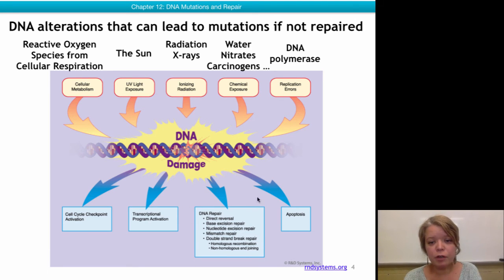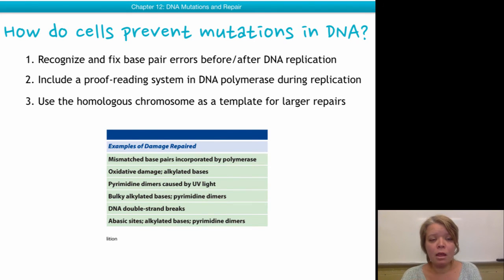So here we go. We have the various outcomes of DNA damage, and the only one we're going to talk about today is DNA repair. So how do cells prevent mutations to DNA? There are three typical ways. You can get mutations before and after DNA replication, which need to be reversed before DNA is replicated. During DNA replication, the DNA polymerase has proofreading ability, and there's another set of proofreading enzymes that follows right after it. And if large mistakes occur, the other side of the chromosome, the homologous chromosome, can be used as a template to fix large errors.